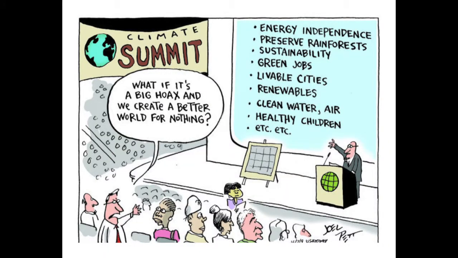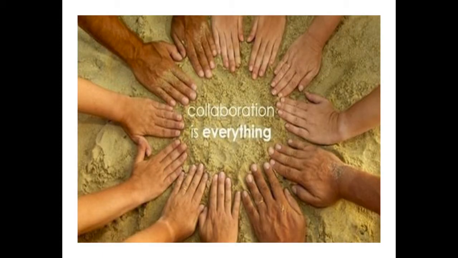So, we're hoping to have a draft plan completed by the end of June, and then go out to our constituencies to test it with them, then come back and complete the plan, and then move on to the implementation phase. One of the things that I read recently was, try to tackle more than one thing. Not just phosphorus perhaps, but other things. Well, I'm glad we just tackled phosphorus. But in the end, what if it's a big hoax and we create a better world for nothing? And collaboration is everything.